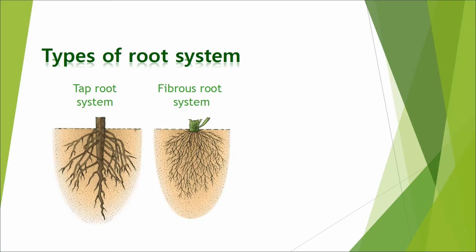These roots are a bunch of thread-like structures and more or less equal in size. They are nearly equal in size, and they are collectively called the fibrous root system. Example, grasses, Oryza sativa, the rice plant, etc.